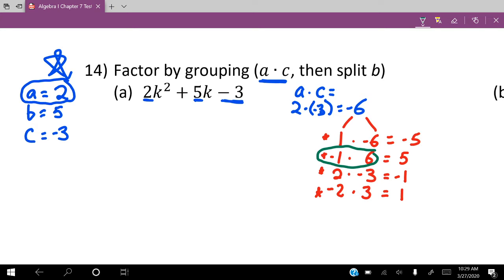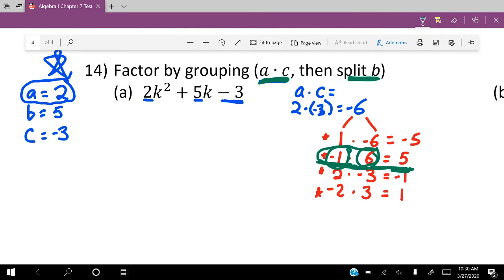So what I'm going to do right now is I found A times C. I'm actually going to go ahead and split B. So we can agree that negative 1 plus 6 is the same thing as 5. This is what we found right here. So instead of saying 5k, I'm going to say negative 1k and 6k. Remember, negative 1 plus 6 is 5.